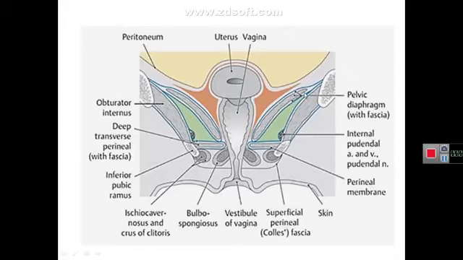In addition, the inferior fascia of pelvic diaphragm sometimes is called anal fascia. I have a synonym: in addition to inferior fascia of pelvic diaphragm, sometimes it is called anal fascia. So this fascia and the superior fascia and levator ani form the pelvic diaphragm.